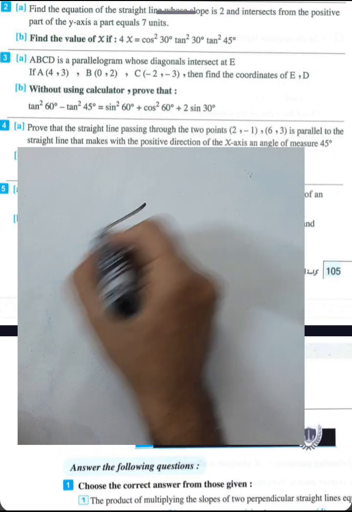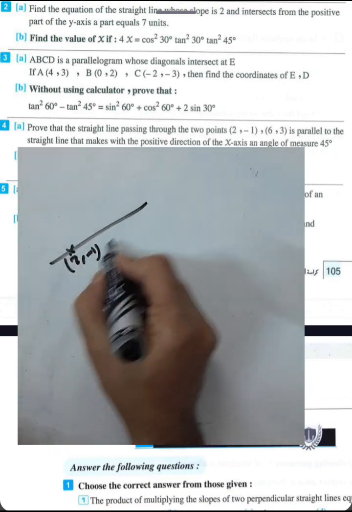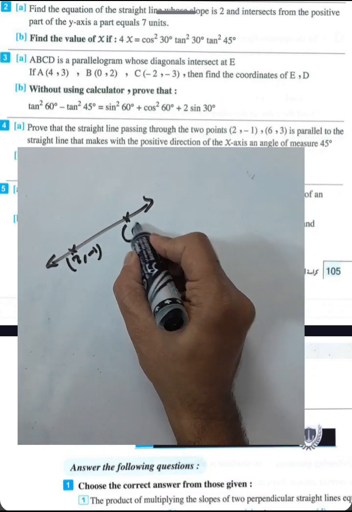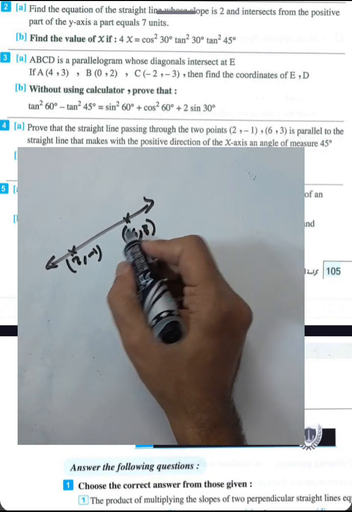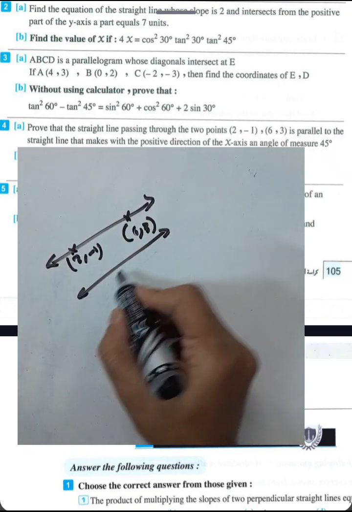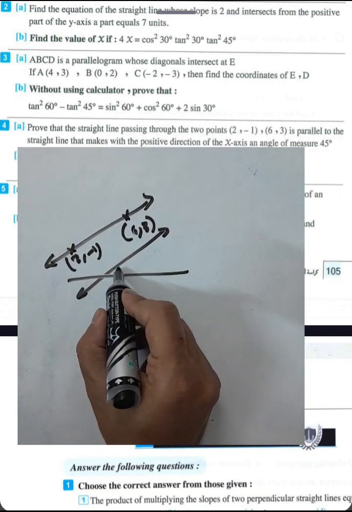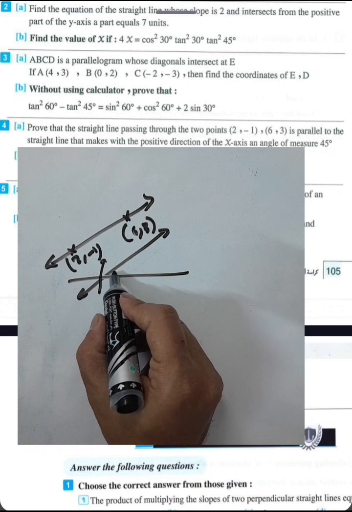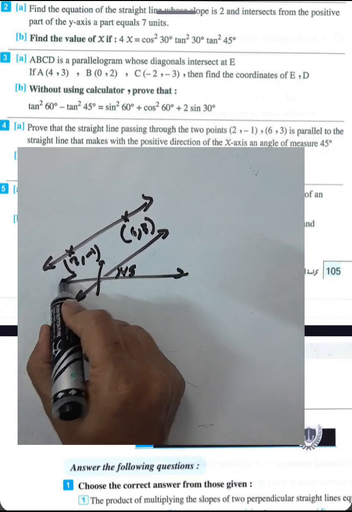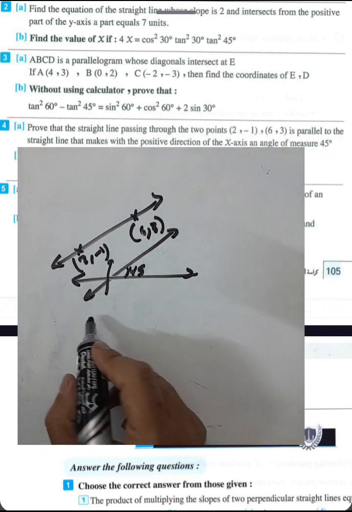Question number 4. Prove that the straight line passing through 2, 2 and -1, its first point, and the second point 6 and 3, is parallel to another straight line that intersects the x-axis making an angle of 45 degrees. First, call them L1 and L2.